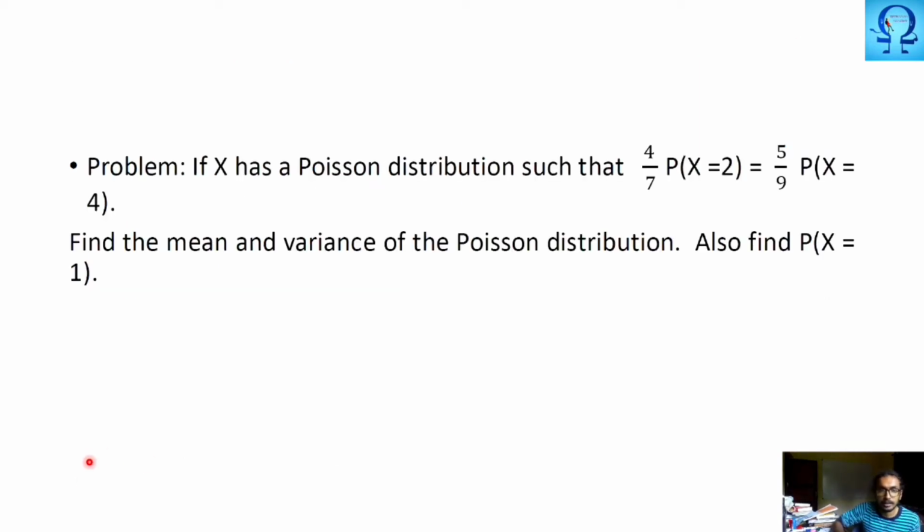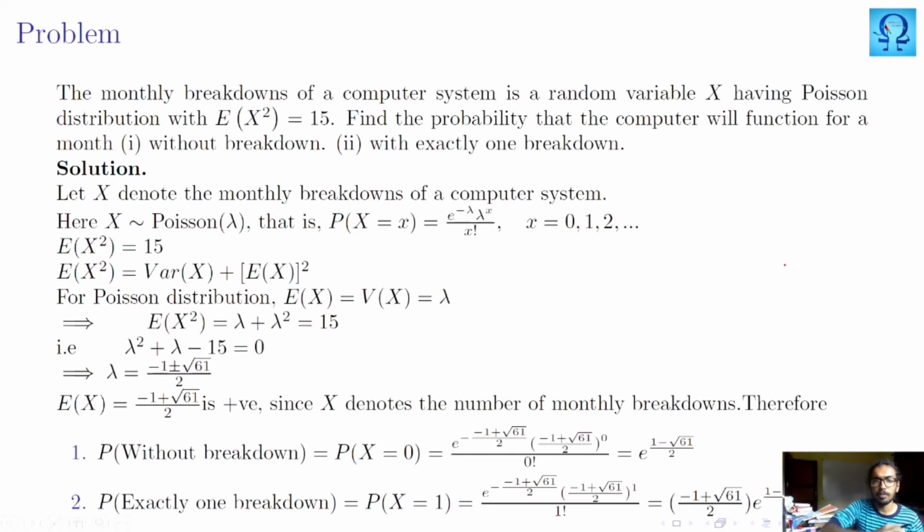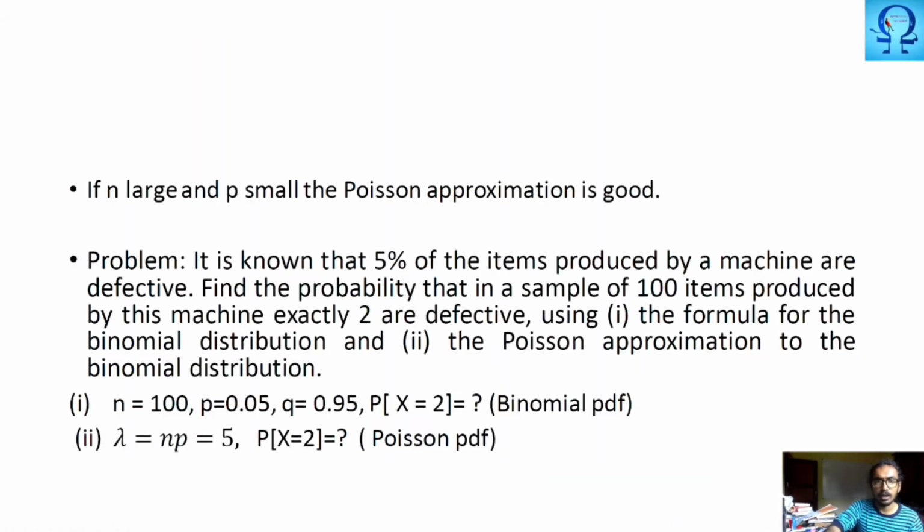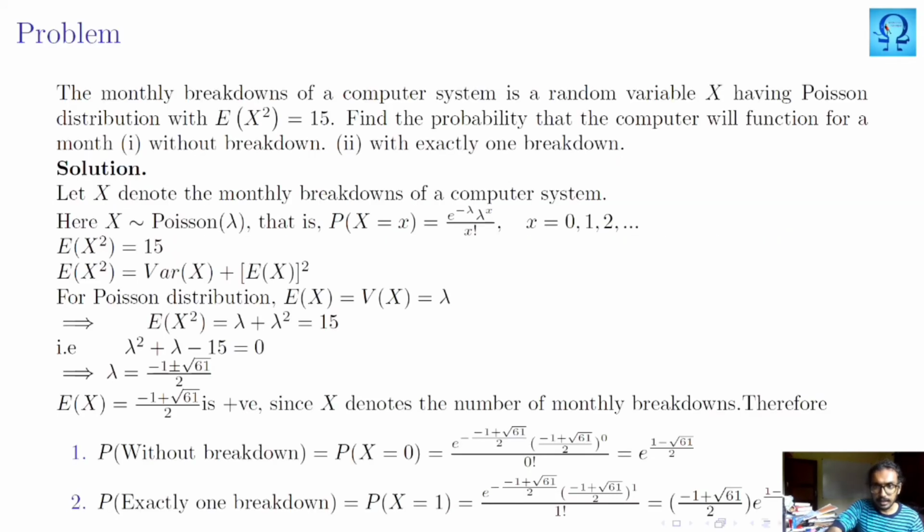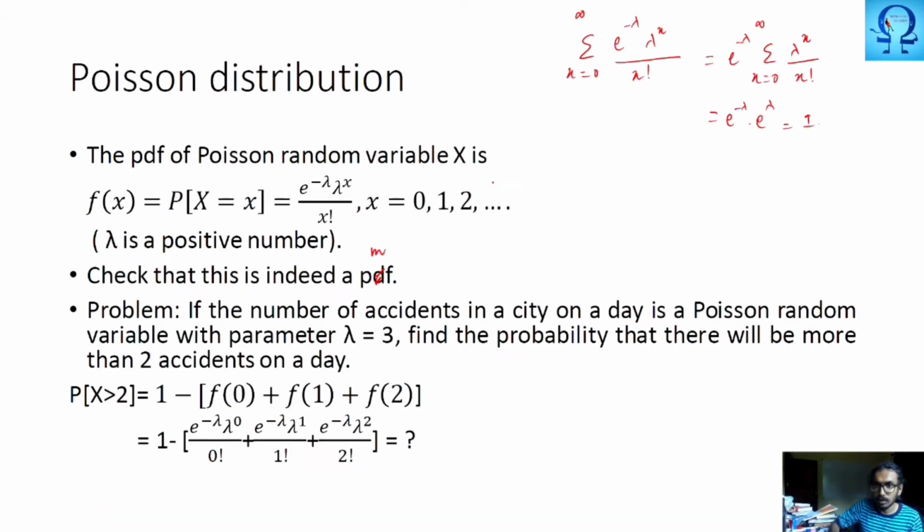Here we are given that x has a Poisson distribution such that this thing is happening, and we are asked to find out the mean and variance of the Poisson distribution and also find the probability of x equals 1. But till now we haven't found out the mean and variance of the Poisson distribution, isn't it? So for that let us try to evaluate the moment generating function of the Poisson distribution. Let me do it here itself.